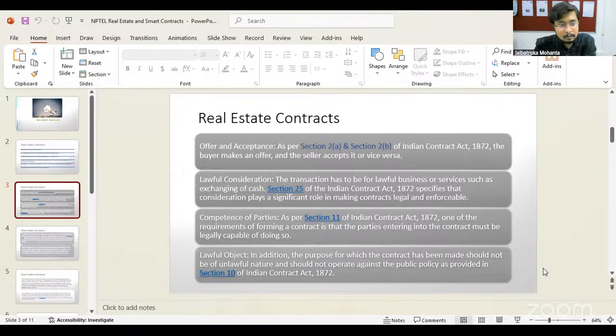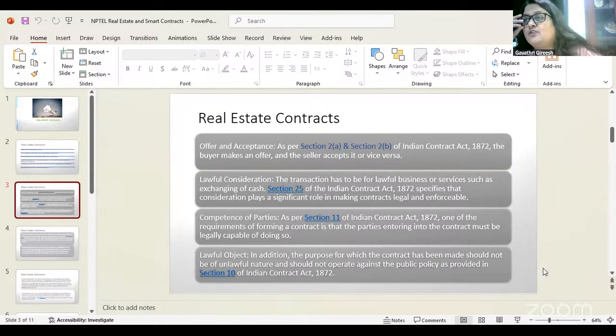Please proceed. So what happens next is the competence of the parties. During the course of this class, I will try to explain the competence of the parties in more detail. But just to understand, of course, a minor cannot sell a land in his name, or a potential purchaser cannot purchase a land which is in the name of a minor. So that is a basic understanding of what we mean by competence of parties.